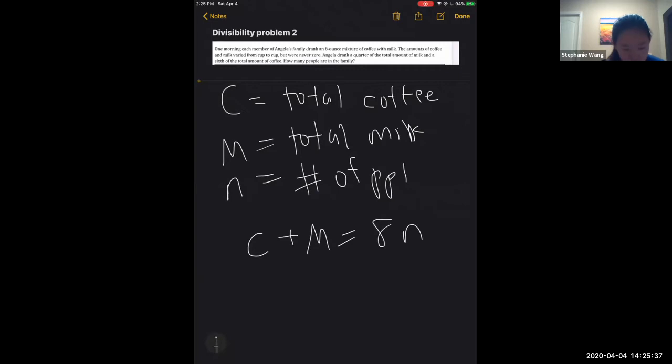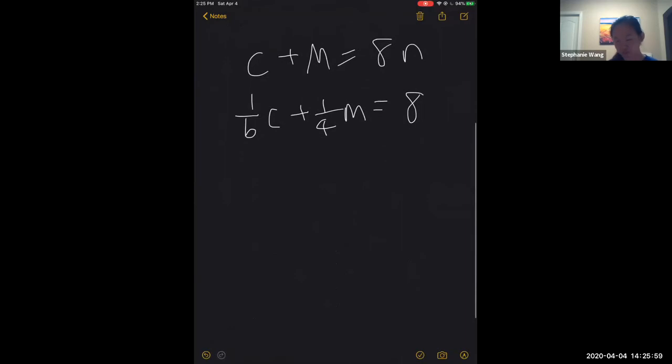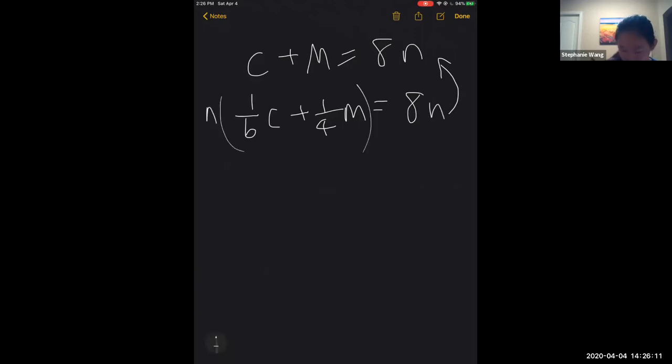And then the second equation that we can write is 1/6 of C plus 1/4 of M equals 8, because that's just what Anne drinks. She drinks 1/6 of the total coffee and 1/4 of the total milk. All right, so let's do some manipulating with these equations. First we want to make the second one look similar to the first one. In order to do that, all we have to do is multiply both sides by n. So n over here and n over there.